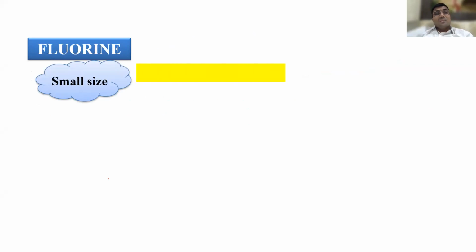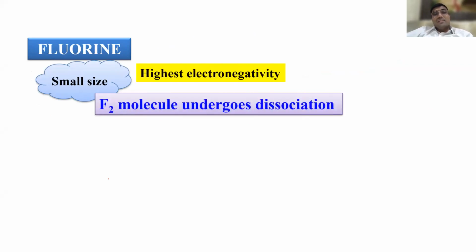Yeah. Because of the small size, F2 undergoes dissociation readily. It's unstable. That's why it's very reactive. Dissociation energy of F2 is less. Do you agree or not? No. What is the order? Order of dissociation energy. Important.